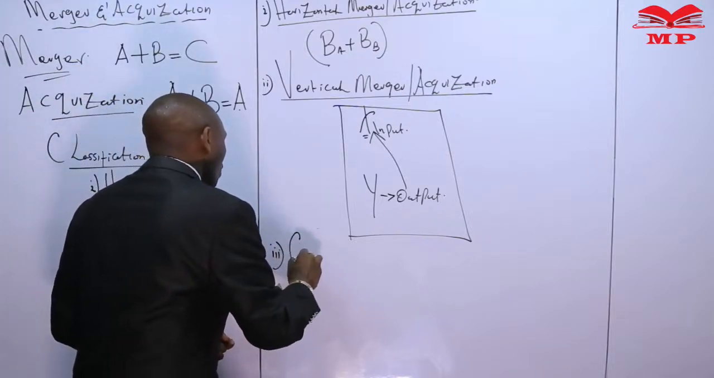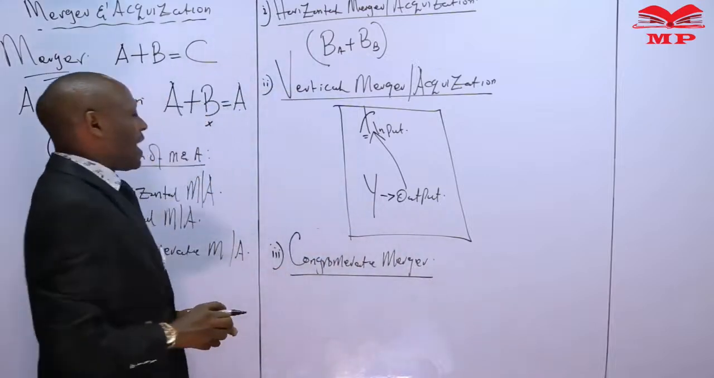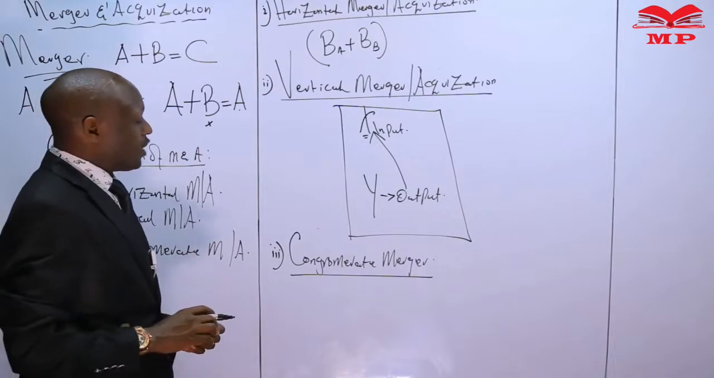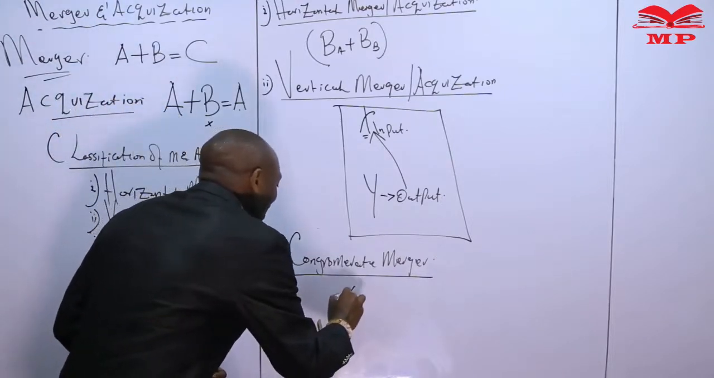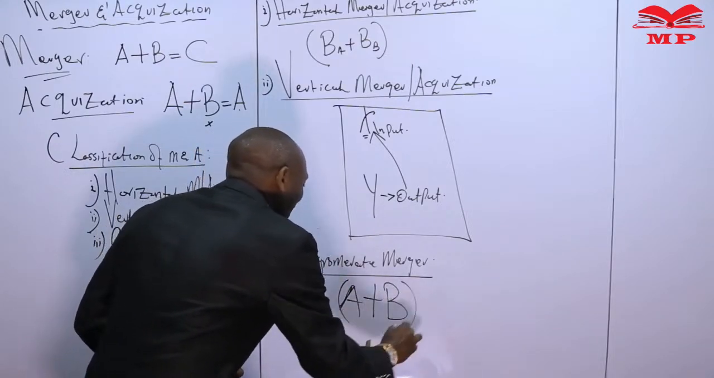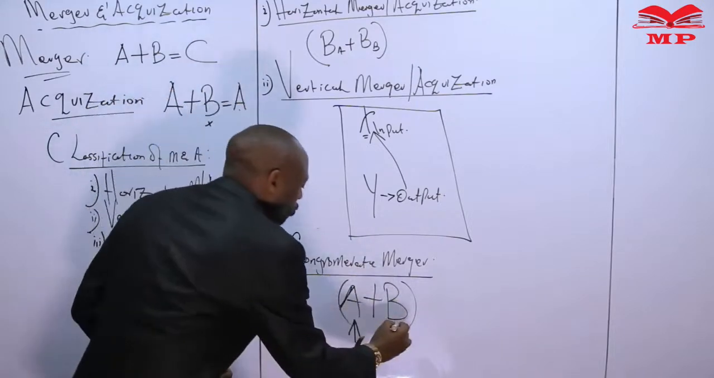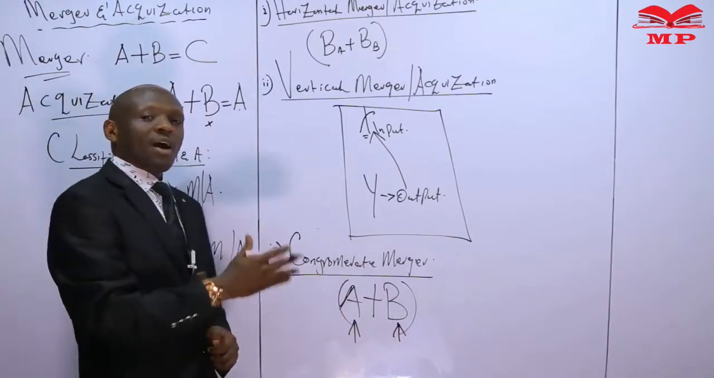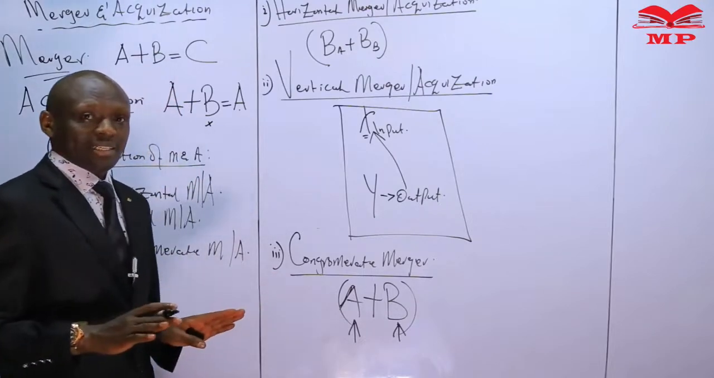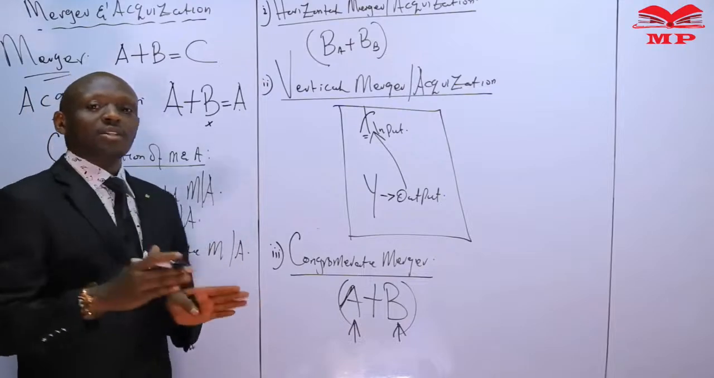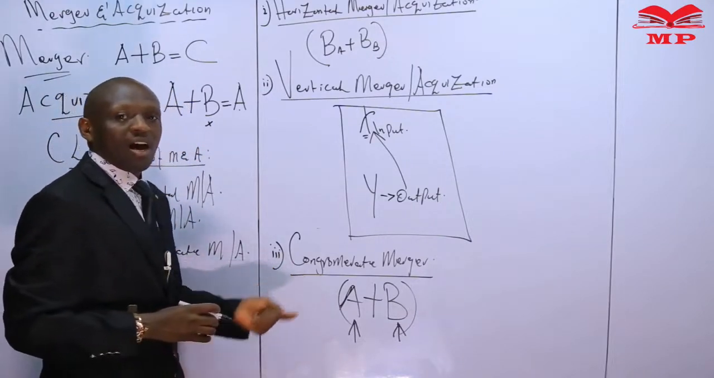Then we have the other type of merger, number three. This is what you call the conglomerate merger. In a conglomerate merger, this is where two or more firms in completely different industries come together to form a new firm. You have a firm A and a firm B. You combine them together, but they are in different industries. For example, this firm may be in manufacturing and this one is in communication. Or you have one firm in the communication industry and the other one is in the banking industry. When you look at the two firms, they are not related. They are in different industries. They offer different goods and different services. When such a combination occurs, we talk of conglomerate merger or acquisition.